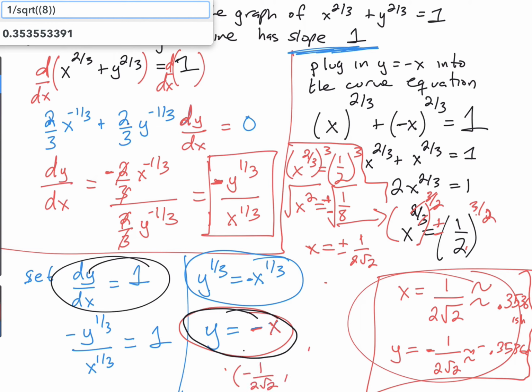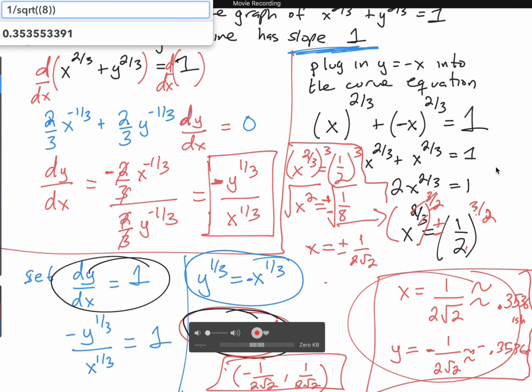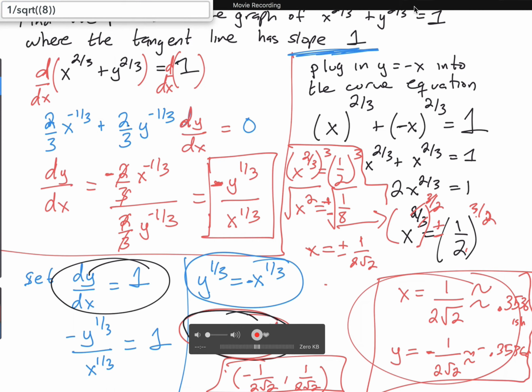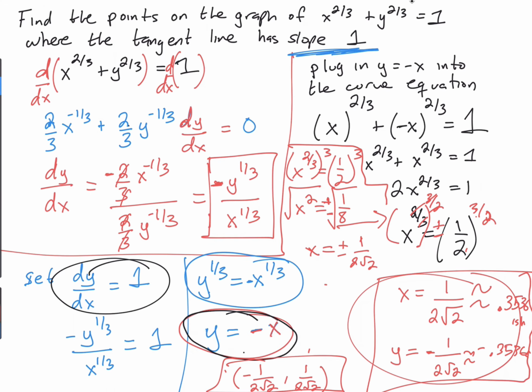And then what would be the y value? Positive 1 over 2 root 2. And that makes sense, right? If we go back to our picture, that's kind of what our picture showed, right? Where is our picture? Where'd it go?